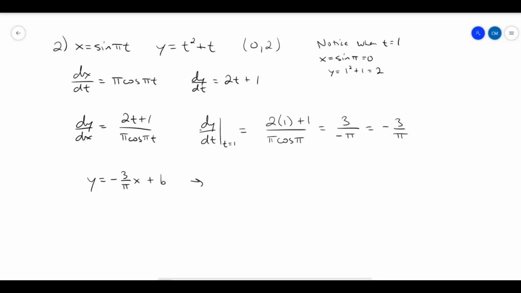And so basically we'll plug in 2 for y and 0 for x here. But this works the same way as it does in a normal Cartesian equation, in that since we're graphing on the xy plane, if you know what the y-intercept is, then that in fact is the value of b. And we're seeing the same thing happening here, right? b is equal to 2. So the equation of our tangent line must be y equals negative 3 over pi x plus 2.